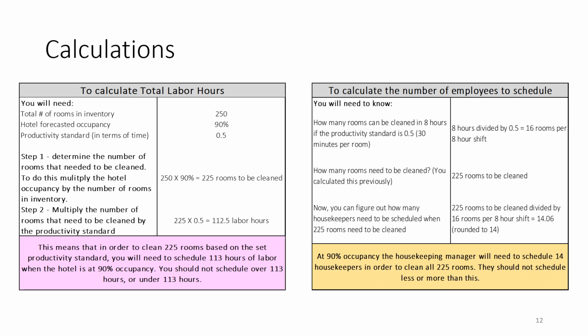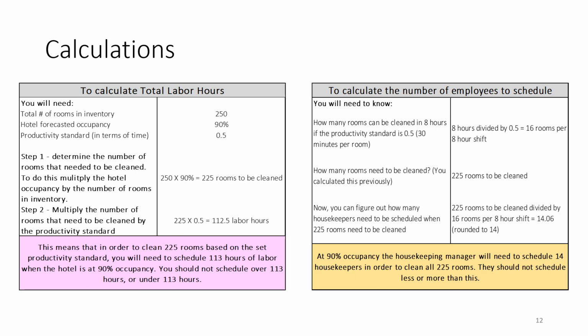Your next step is to multiply the number of rooms that need to be cleaned by the productivity standard, so by our half hour. So 225 times 0.5 is 112.5 labor hours. Now, remember your rounding rules from third or fourth or fifth grade. You want to round up. If it's 0.5 or higher, you round up. So in this case, 113 hours.